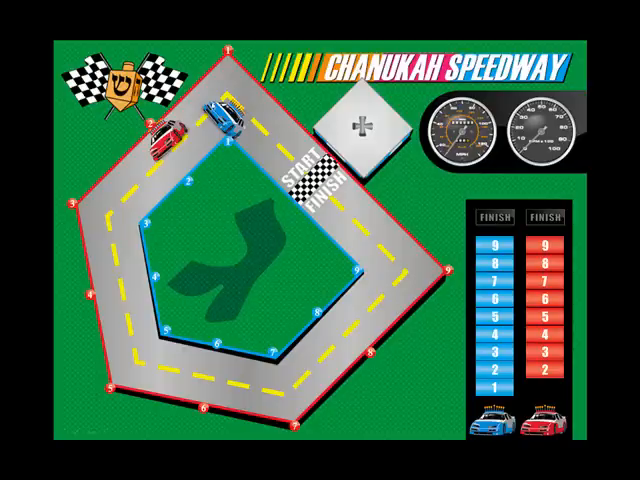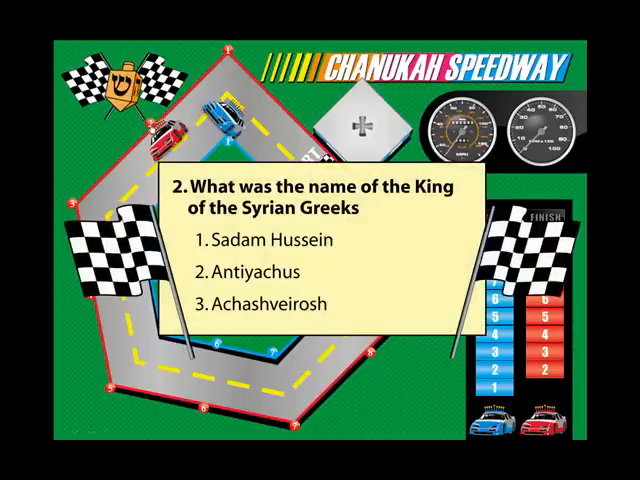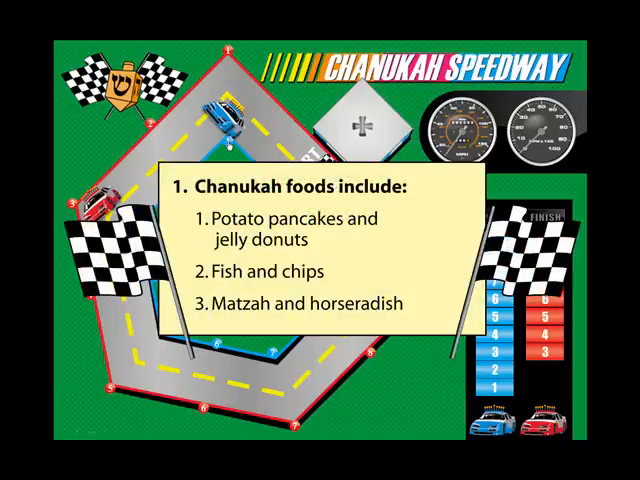So we'll go to number two on the red, and we'll ask the red team what was the name of the king of the Syrian Greeks. Again, if they get it correctly, click on the question and press on the red box, and it will disappear. Then we'll go back to the blue car and give them another chance. There are three questions. Should have been two, but there are three. So if you want to give one away in order to keep it tight, you can do that.